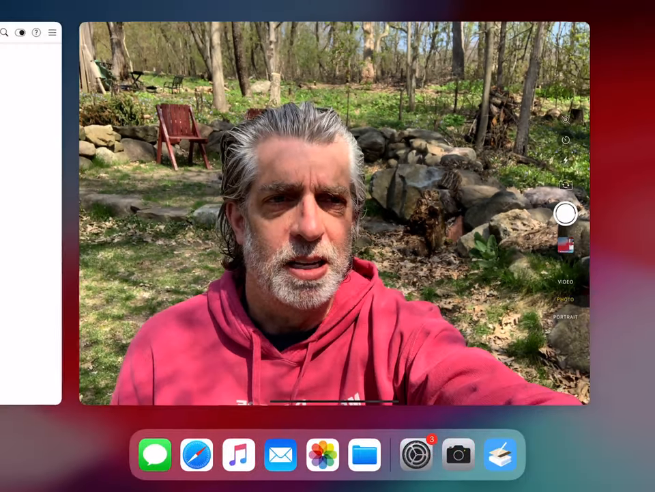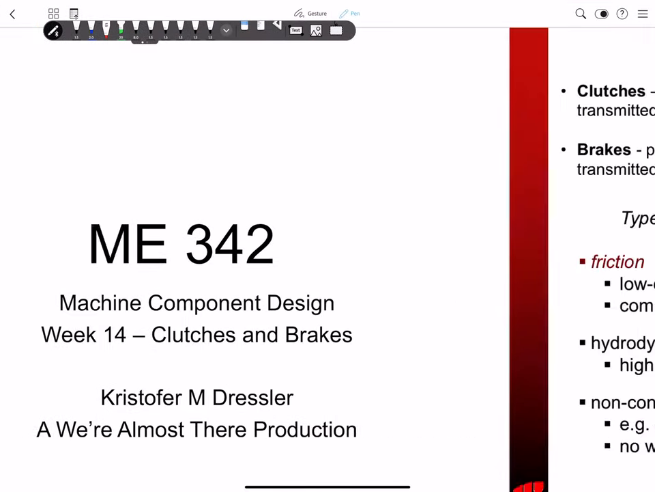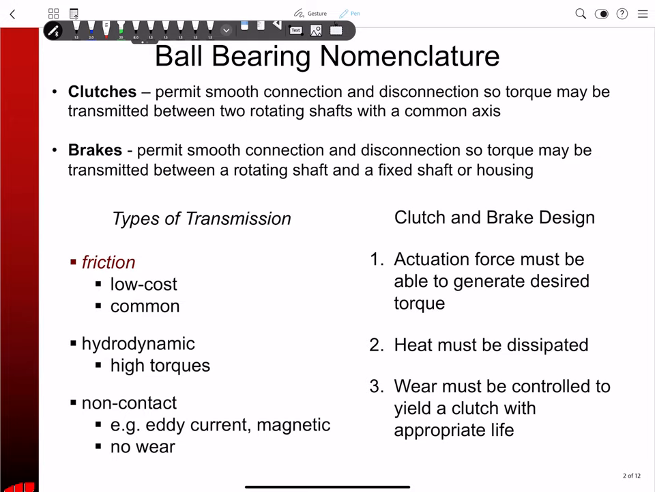So those are clutches and brakes. Pretty common things, not just automotive, but lots and lots of machinery involves clutches and brakes. So we're gonna take a closer look. All right, so back to this. And first of all, I got this wrong right off the bat. This is not ball bearing nomenclature. This is just about clutches and brakes.